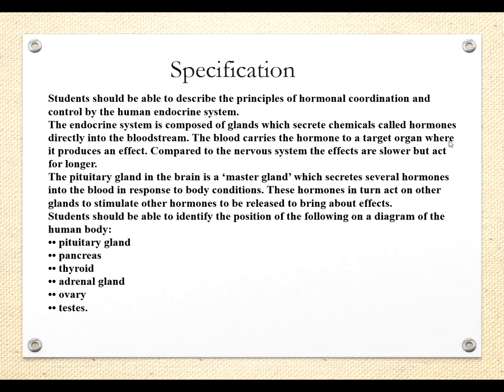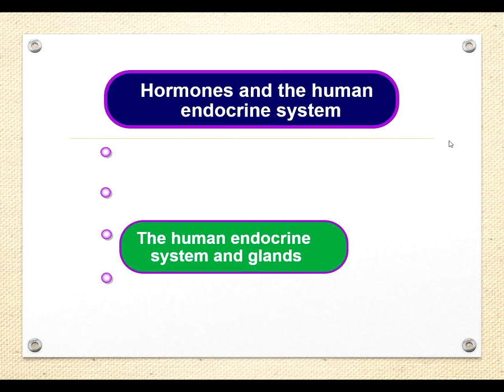And in today's lesson we're going to have a look at glands, the primary glands in the body, and what they produce and the chemicals that they produce. So we're going to start off, as it says there, with the human endocrine system and the glands.